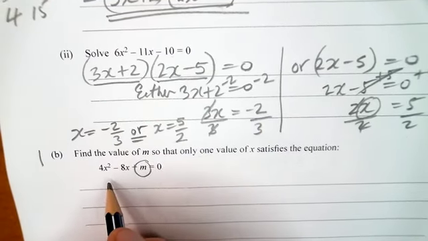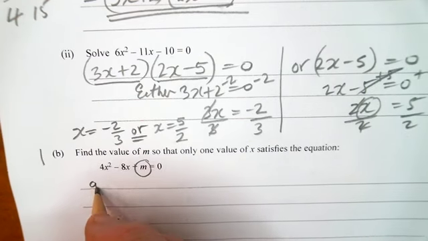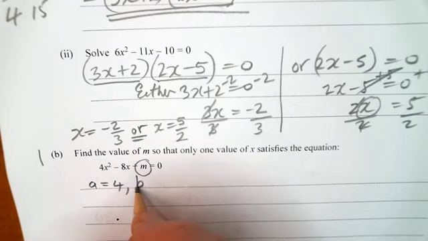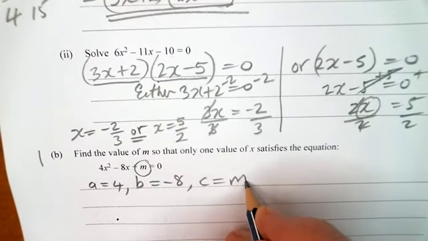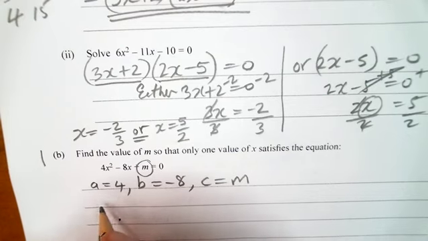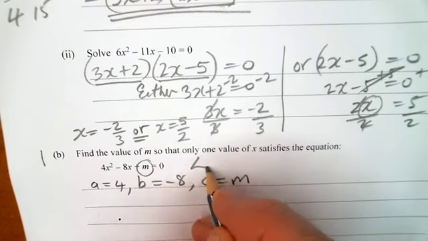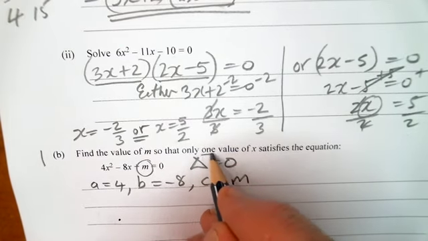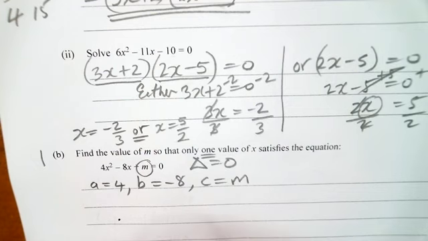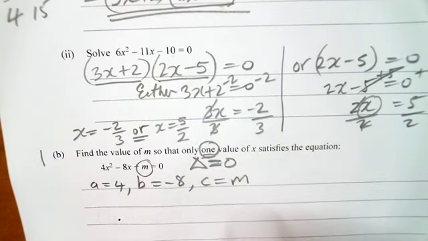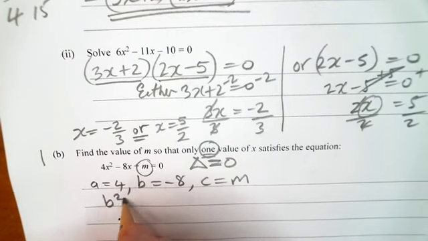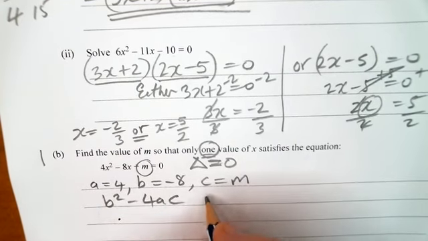To do that, I'm first going to identify the coefficients. I've got a, which is 4, b, which is -8, and c, which is m. So I'm going to write the discriminant. The discriminant, by the way, we're going to make equal to 0, because in that case we're only going to get one value out of it. I'm circling that one there. So I've got b squared minus 4ac is equal to 0.